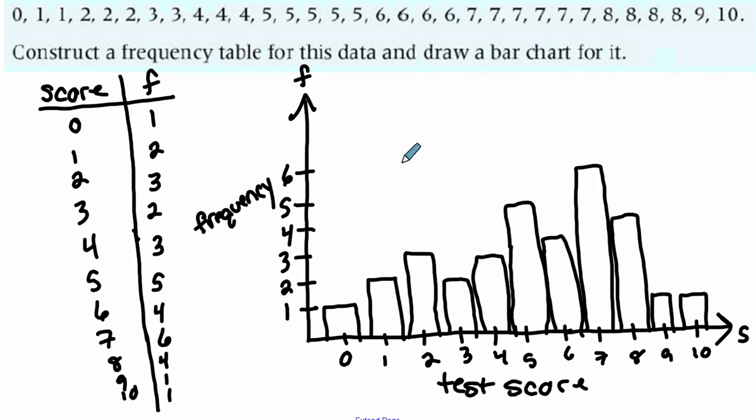When we make graphs, we need to title them. So this one would be class score. We need to get into a good habit of labeling our x-axis and y-axis and titling all of our charts. And this is going to be consistent.